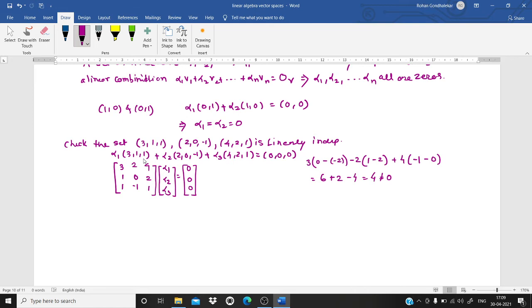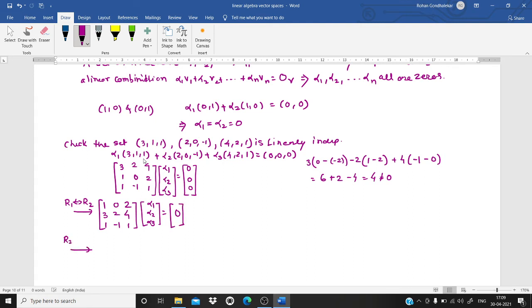So let's check that. I interchange the first row and the second row. So R1 interchange with R2, which gives me 1, 0, 2, 3, 2, 4, 1, minus 1, 1. Then alpha 1, alpha 2 and alpha 3. And on the right hand side we have the zeros. So I write only 0 there.